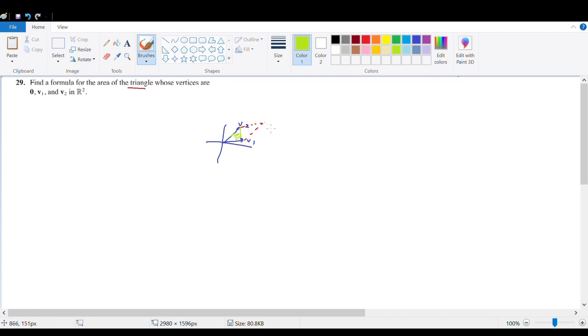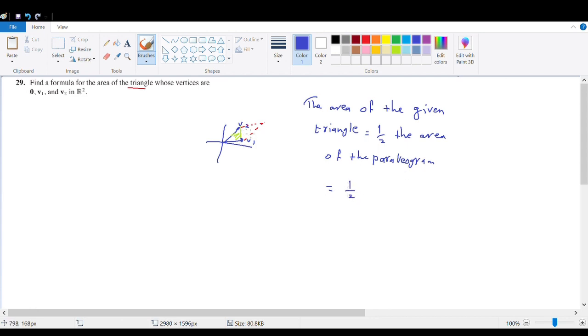We know this area is just half the area of the parallelogram. So the area of the triangle is equal to half the area of the parallelogram. We know that the area of the parallelogram is the absolute value of the determinant of A, if A is equal to the matrix with columns V1 and V2. So the area of the triangle will be half the absolute value of the determinant of the matrix A.